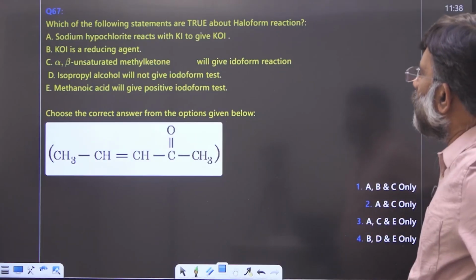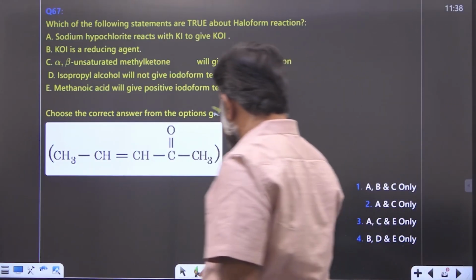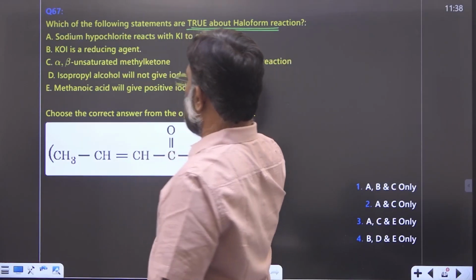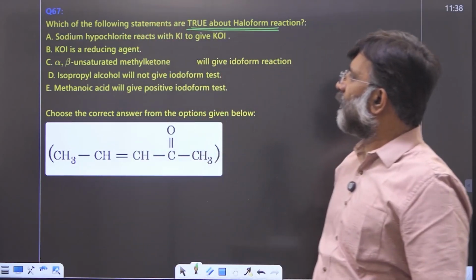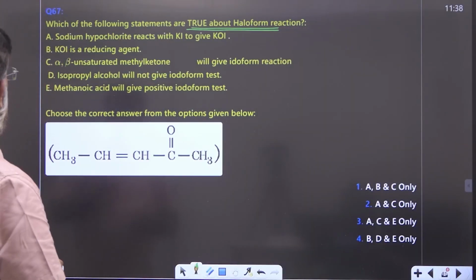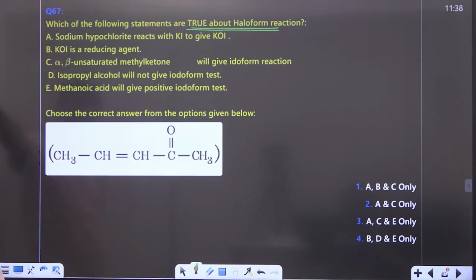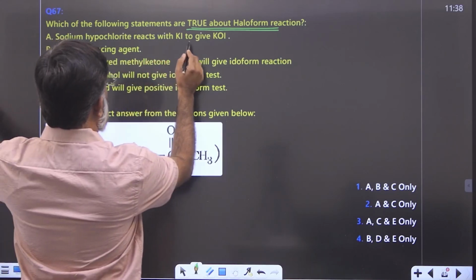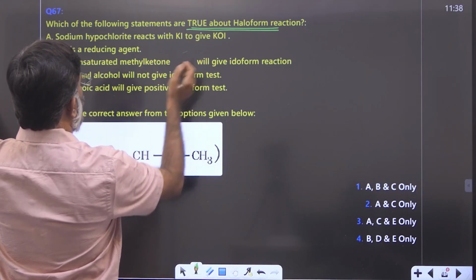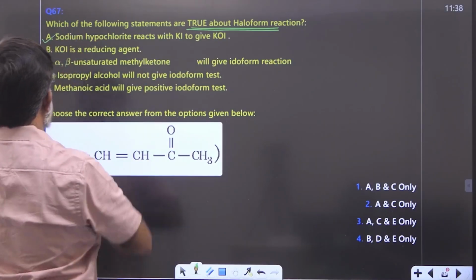67. Which is true about haloform reaction? Five statements are given. Option A: sodium hypochlorite reacts with KI to give KOI. That's a true statement.